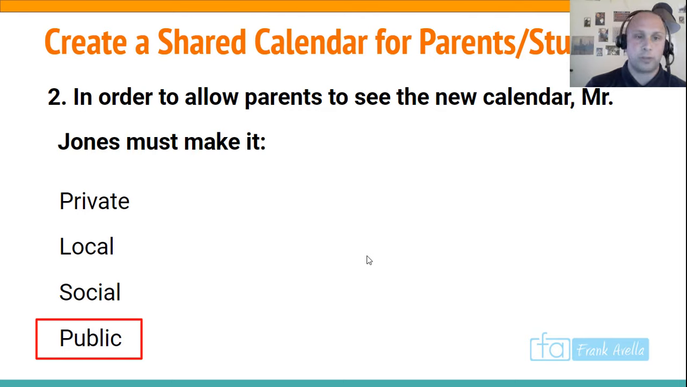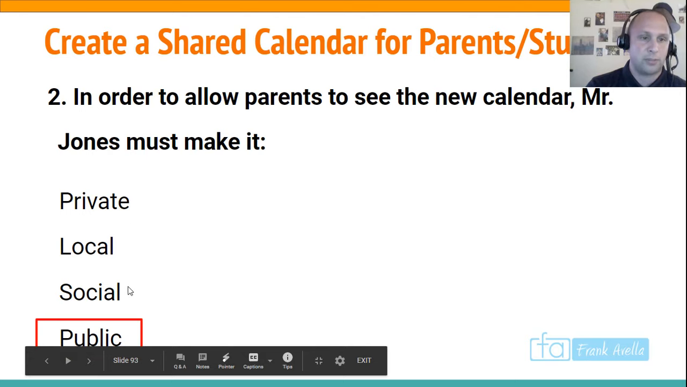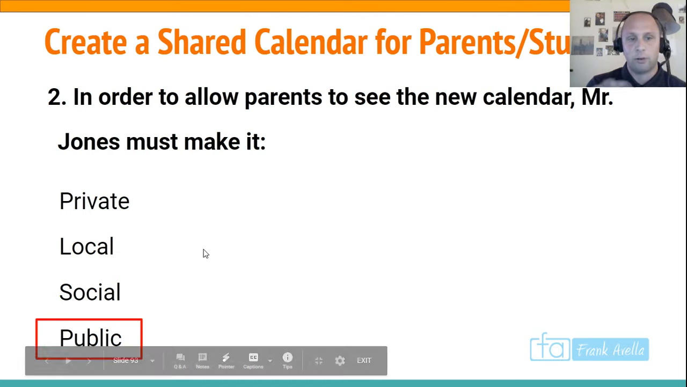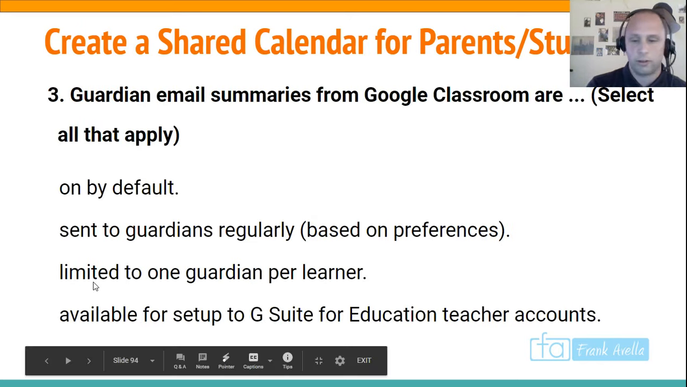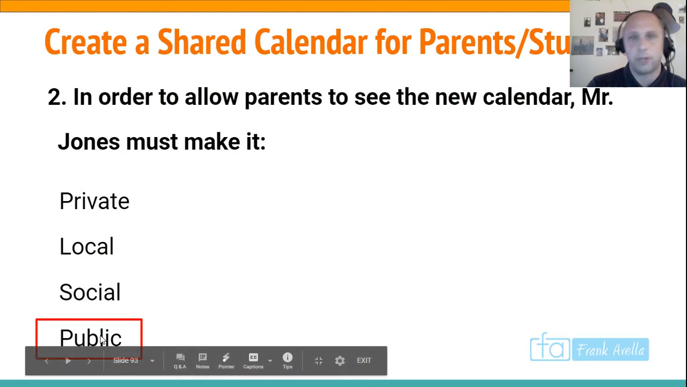You could also share it with them, but these are the options they gave you. You can also put down a specific parent's Gmail and only let them see it. But what options did they have here? Private isn't going to work. Local isn't going to work. Sorry, social isn't going to work. So public would allow them to see it.